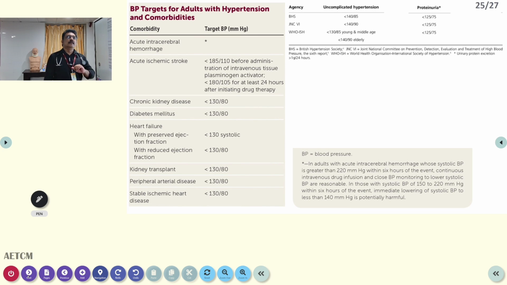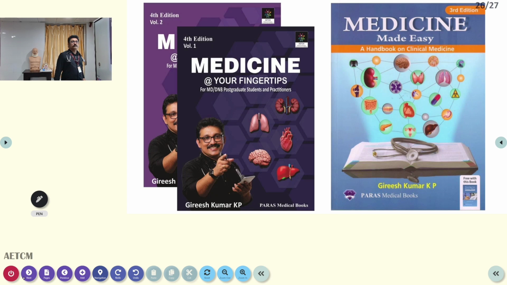You can see this chart. For example, in diabetes mellitus alone, it is less than 130/80. In almost all conditions, the BP target is 130/80 only. On the right side you can see a chart. Depending on the guideline, there is a slight change. JNC 7 gives one value and WHO gives a slightly different value. But on average, almost all fall between 130 to 140 over 80 to 90. So that will be a good target.